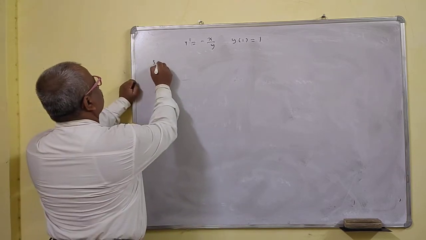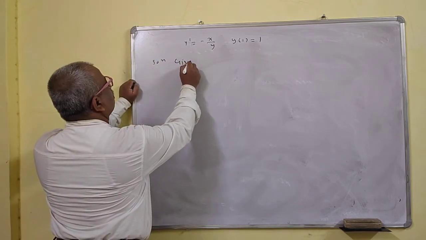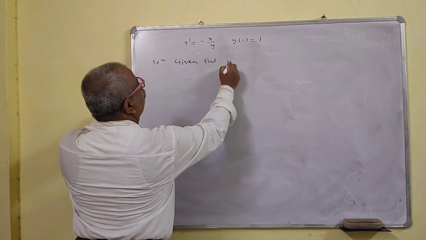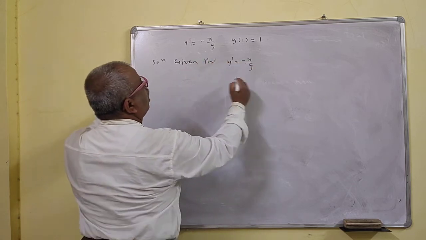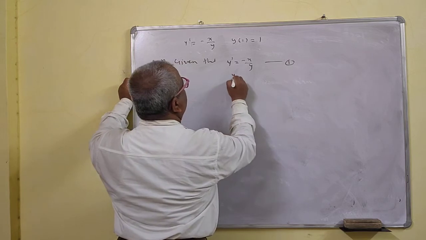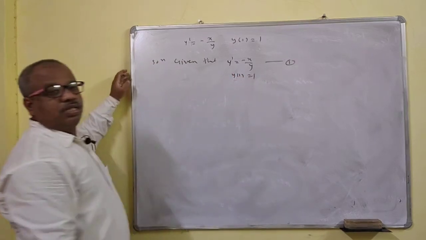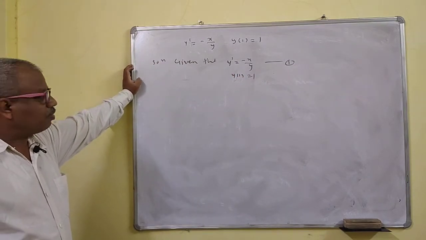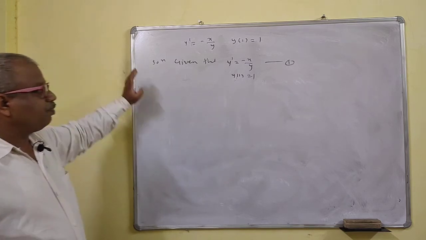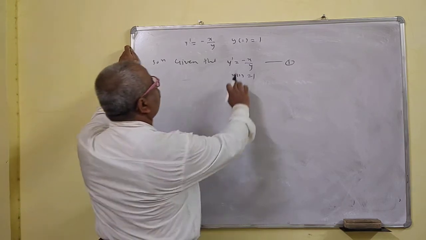Okay, solution. Given that y prime is equal to minus x by y. Okay, we'll call this as 1. Y of 1 is equal to 1. This is the initial value problem. Okay, you have to write plus c somewhere. So now what here?